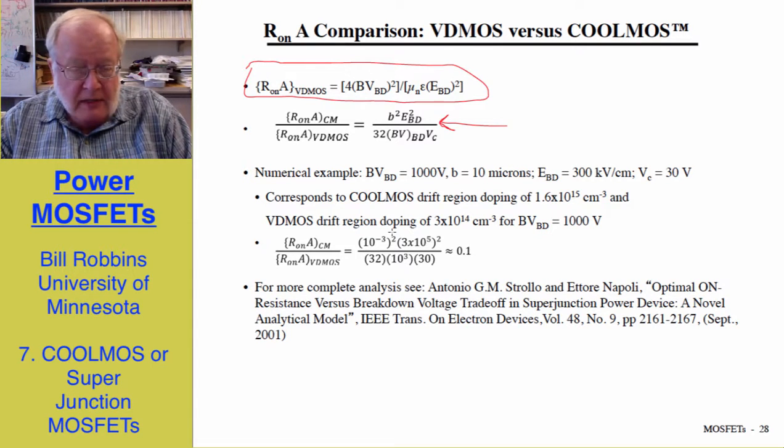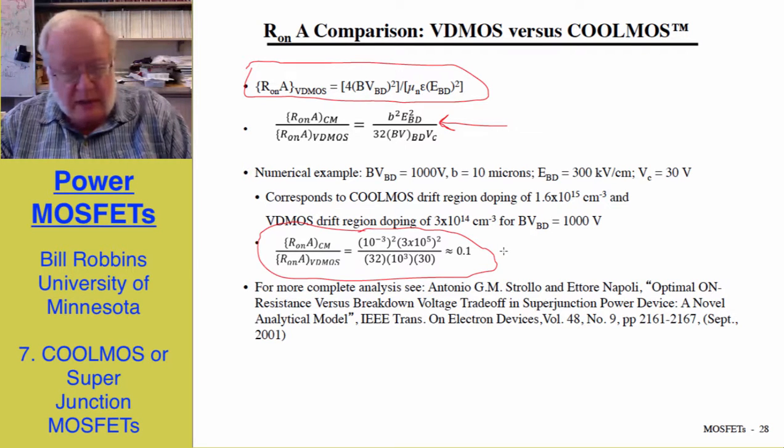Now this is an approximation, but it is reasonably close to what is observed experimentally. Typically, it's argued that it's more like a factor of 1/5 for the ratio rather than the 1/10 that I have here. I've given a reference for a more complete analysis that one can look at for more details about cool MOS.